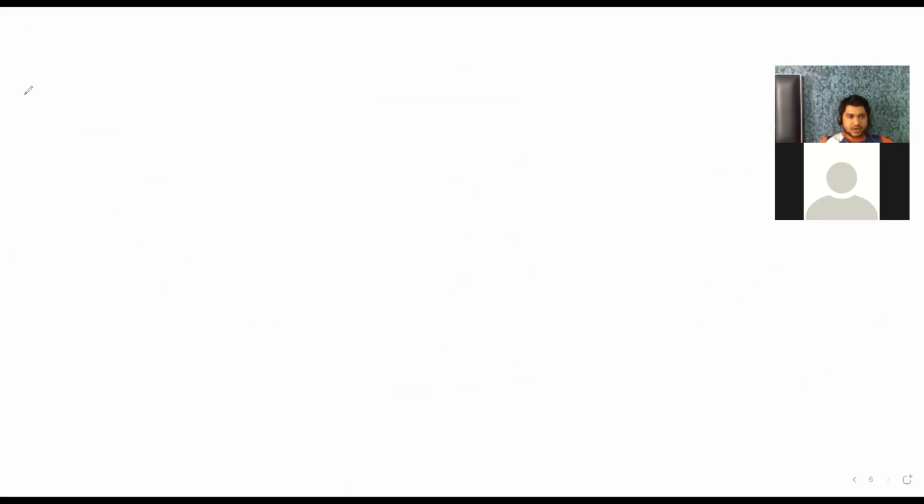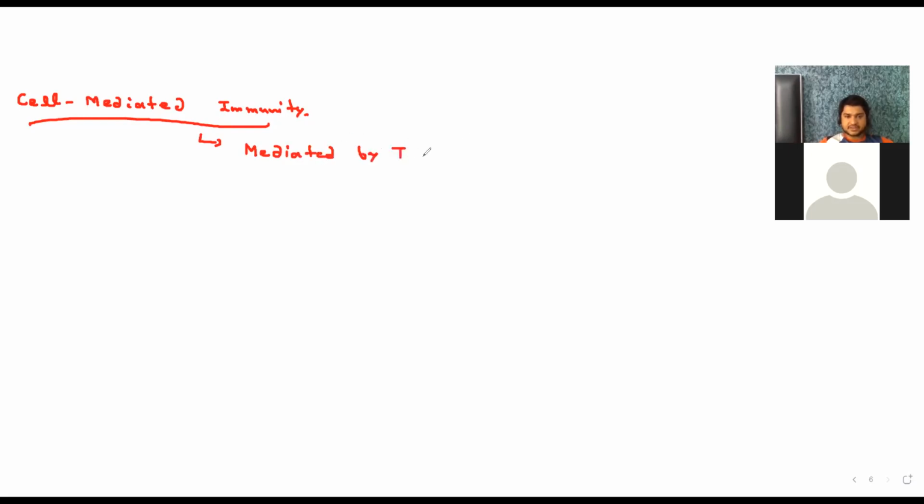So if I talk about cell mediated, what is the meaning of that? It's a T cell thing. Yes, cell mediated immunity is mediated by the T lymphocyte. I mean, it is concerned with the T cell. So it is controlled, or coordinated, by the T lymphocyte.